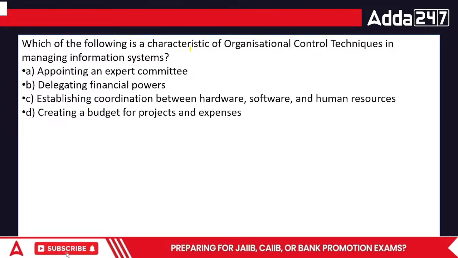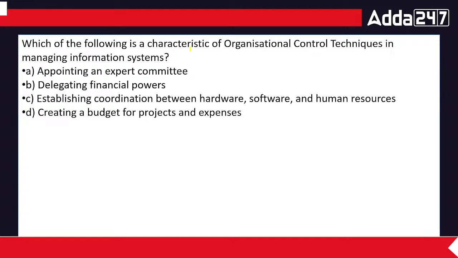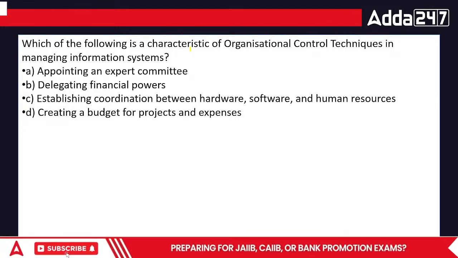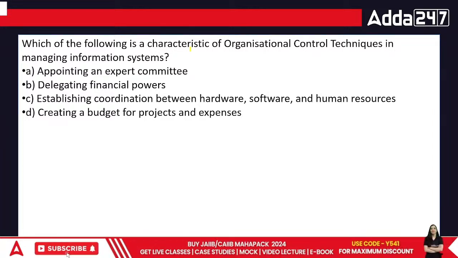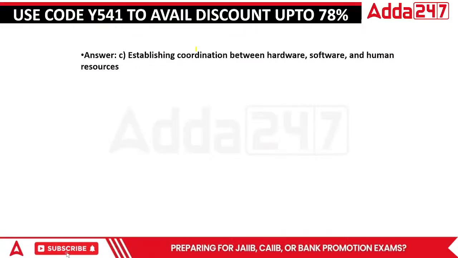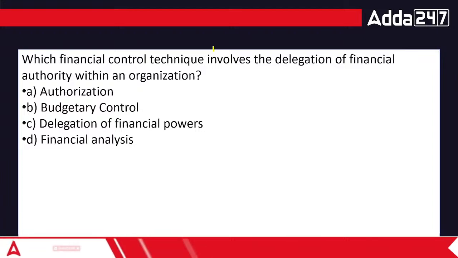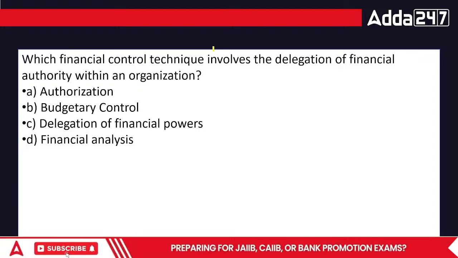Which of the following is the characteristic of organizational control, everyone? When we talk about organizational control techniques, see, we are trying to have a control where people are connected in the organization and they are doing their work in the way they are supposed to. So we are actually establishing the coordination between the hardware, software, as well as human resources. Next point.